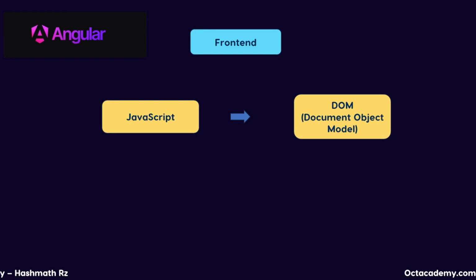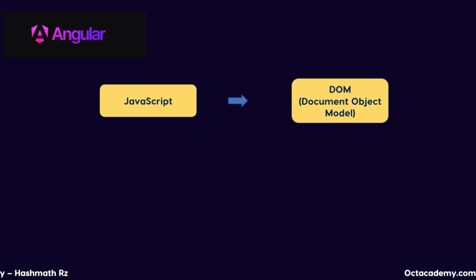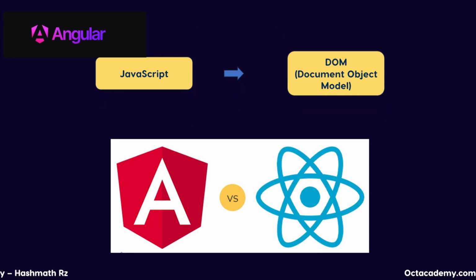Alright, so guys, manipulating this DOM using JavaScript is not an easy task. It's very buggy and time consuming. So as a solution for this, big companies like Google and Meta, formerly we call this Facebook, right? So they came up with their own solutions for this. So Google developed and introduced Angular and Meta developed and introduced React.